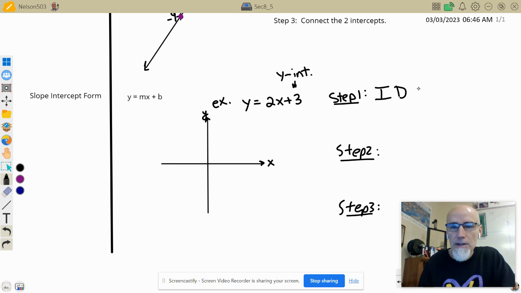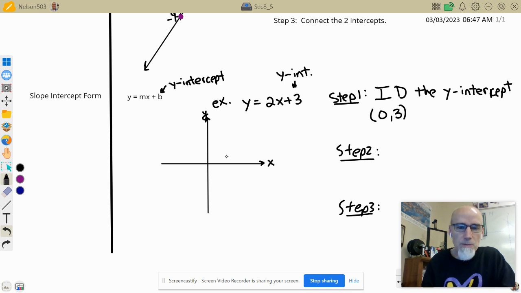So we're going to ID the y-intercept, okay? That is the b value right there. That's our y-intercept. I'm going to write the whole word out over there, intercept, and I probably should do that over here too. Y-intercept, sorry about that. It's not super neat writing. So that is 0, 3, right? So I just go up 3 spots, 1, 2, 3, okay? And I put a dot on my y-axis.